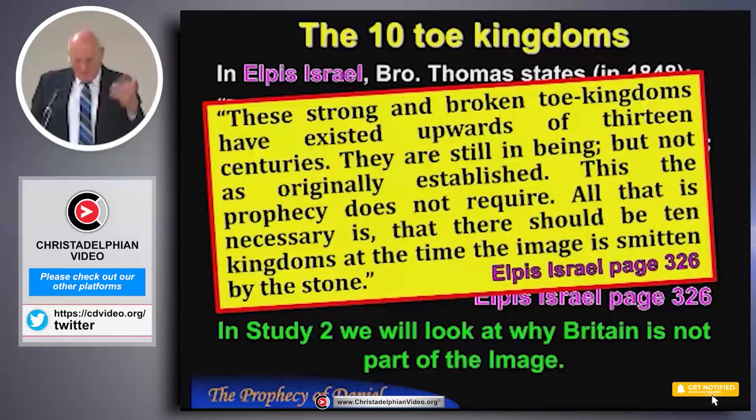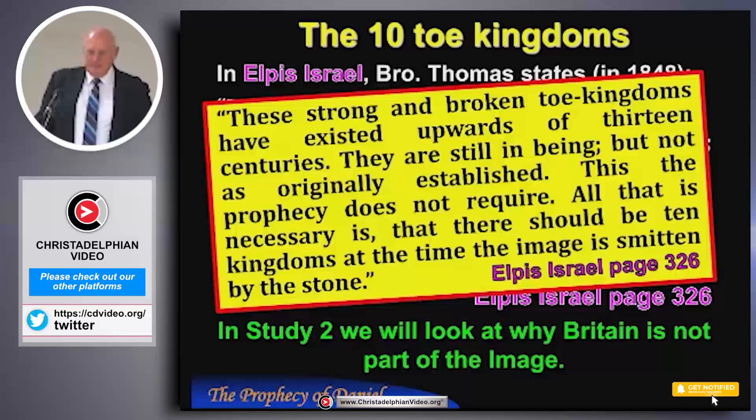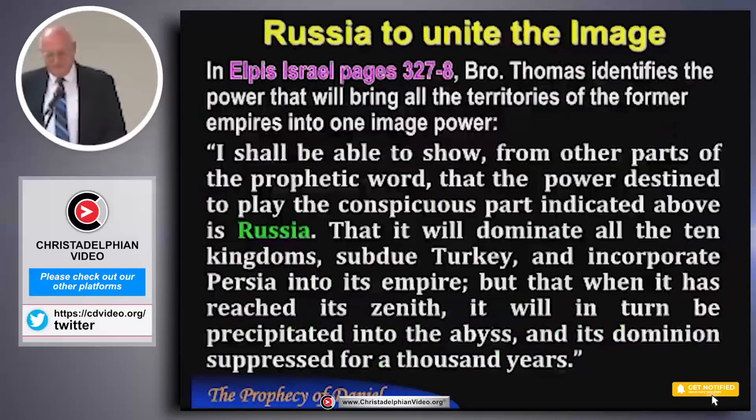I mean, it says it, that there are 10 toes, which means 10 separate nations or kingdoms who form part of that confederacy that's destroyed by Christ and the saints. That means, of course, that the European Union as we know it today will be ended. It will come to an end in due time. And we'll end up with 10, but more about that in subsequent studies.